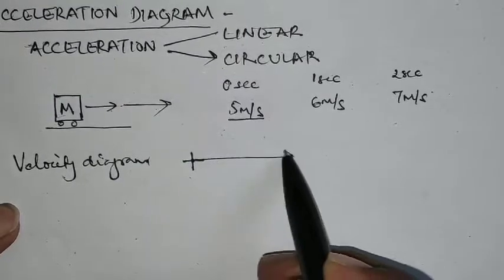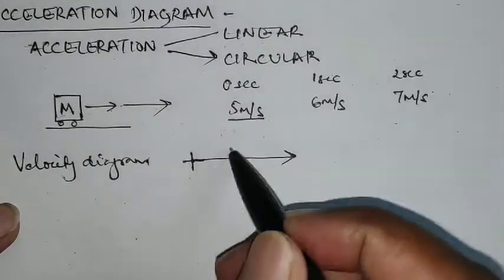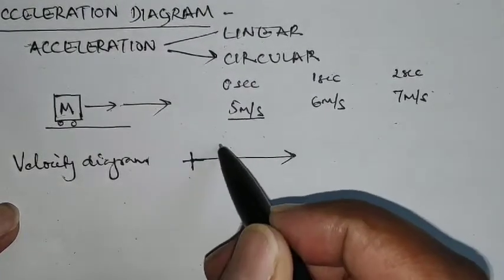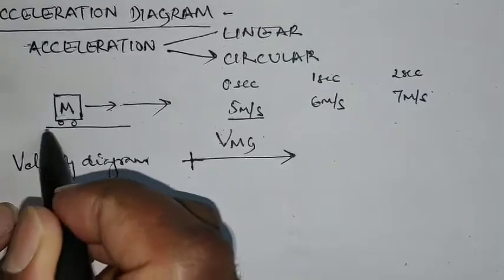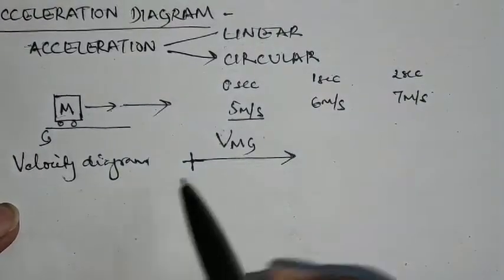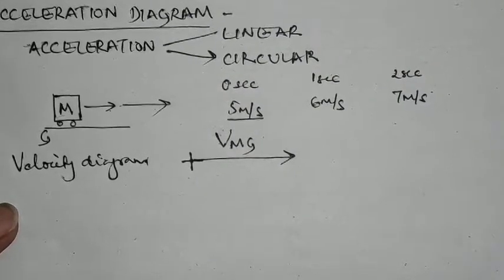I will draw a velocity vector whose length is proportional to this. I can take 5 centimeters here, so I can say this is the velocity of m with respect to the ground. This is moving against the ground, so this is the velocity, and I show it like this. So this is about the velocity.